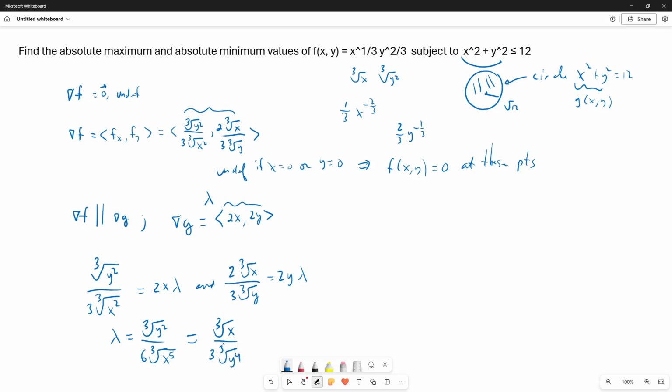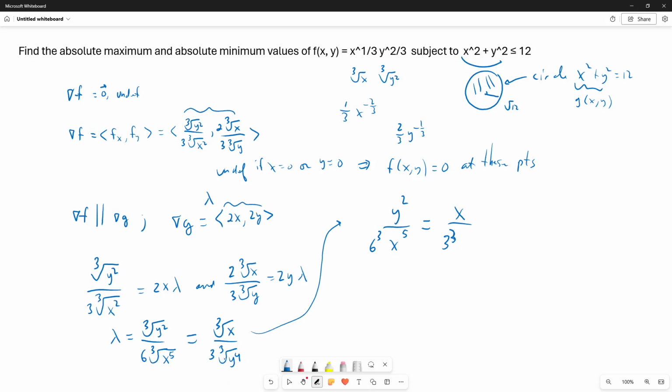So these two expressions are both equal to lambda and hence equal to each other. So let's rewrite this equation. Let's cube both sides of this equation. So we get y squared over 6 cubed times x to the 5th is equal to x over 3 cubed, which is 27, and 6 cubed is 216, but we're not going to need those numbers right now.